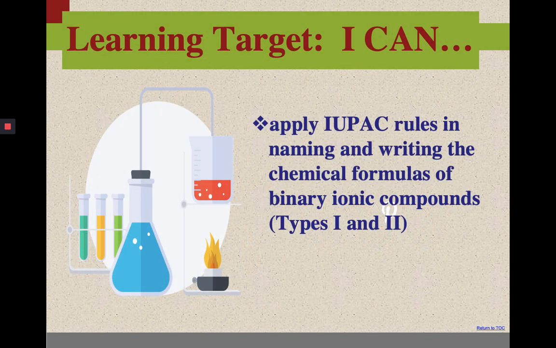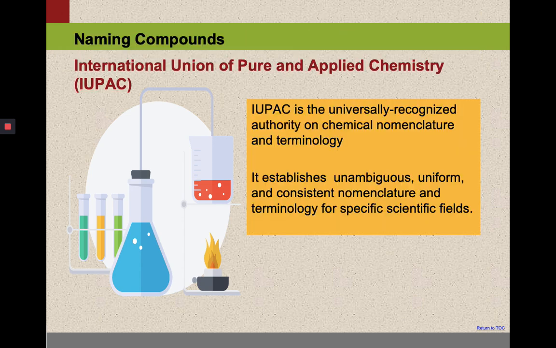Okay, so an understanding of the names and the formulas of the chemicals is a very important skill among those who are working in the field of science, right? So for this part of the video, we expect you to apply IUPAC rules in naming and writing the chemical formulas of binary ionic compounds. And for simplicity, we label them as types 1 and 2, and later on you will know why, right?